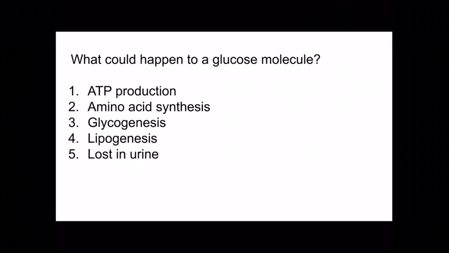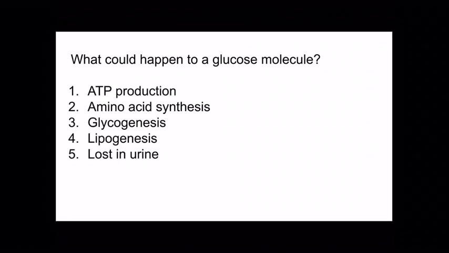One is ATP production. Cells definitely like to use glucose to make ATP. If the cell has needs for ATP, one of the first things it will prioritize glucose for is to do glycolysis, the Krebs cycle, and the electron transport chain to make ATP. So ATP production happens with a lot of the glucose that we take in.